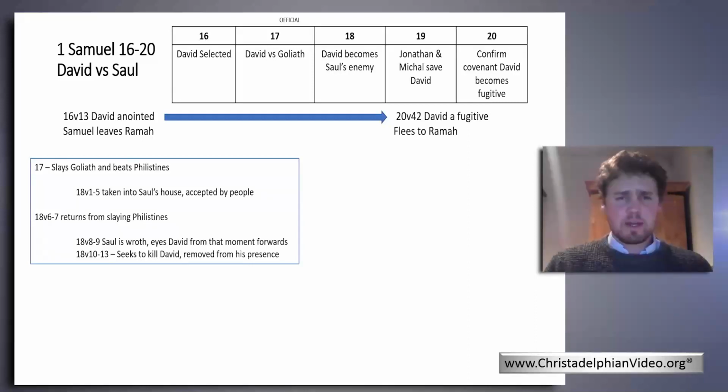So we can see that in the space of a chapter, David goes through a huge set of changes in Saul's opinion, from not really knowing who he is at the end of chapter 17, through to loving him, inviting him into his house, and then rejecting him.